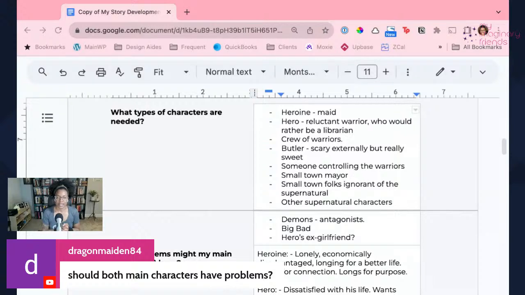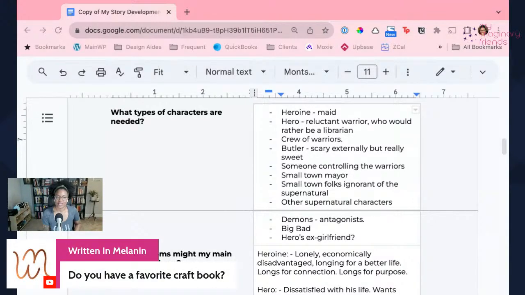So yes, basically, I think that both main characters should have problems, and any character that is given a POV should definitely have a problem. Now, the definition of problem, you know, is pretty wide. Like, what is a problem? But some sort of tension in their life, something that needs to change, because otherwise it's difficult to follow them and be engaged by their story.